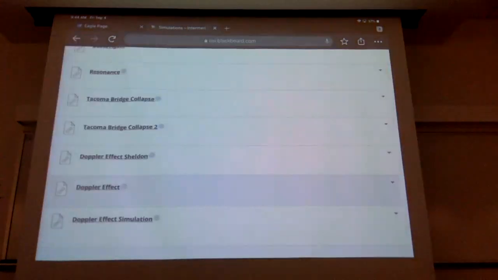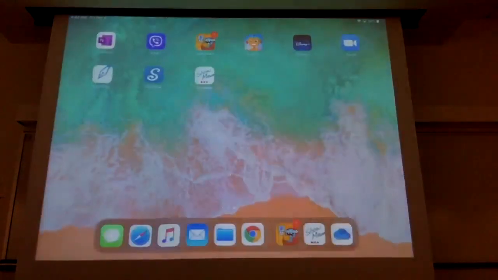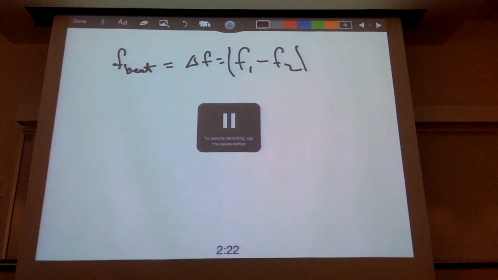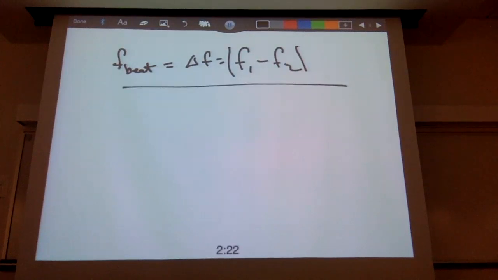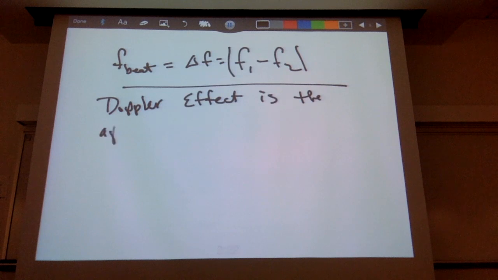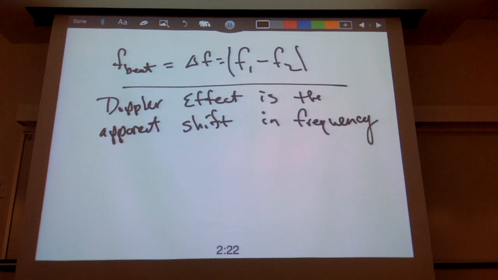So this is the Doppler effect. The Doppler effect is the apparent shift in frequency due to motion.